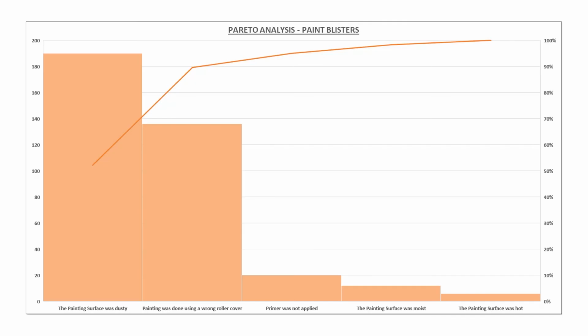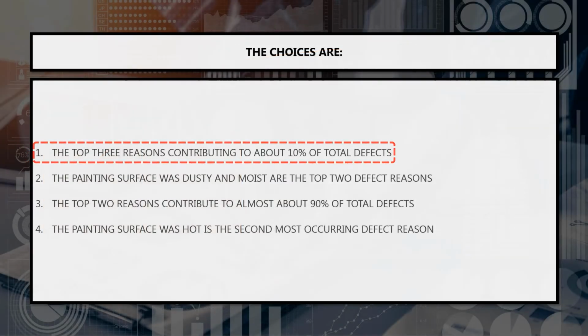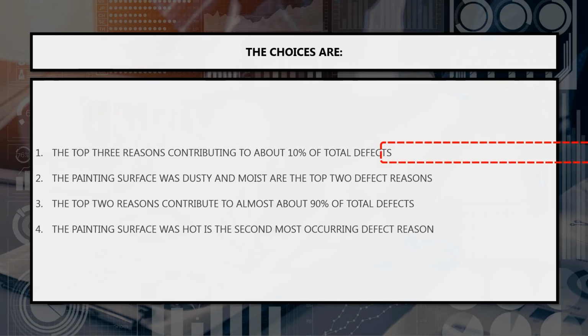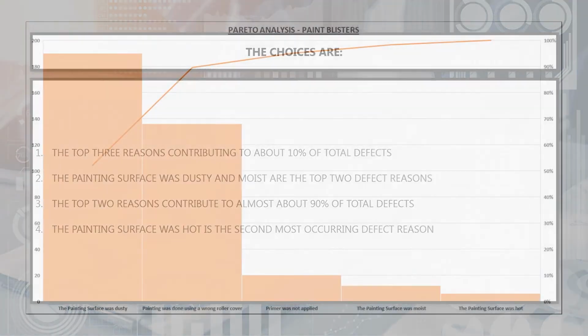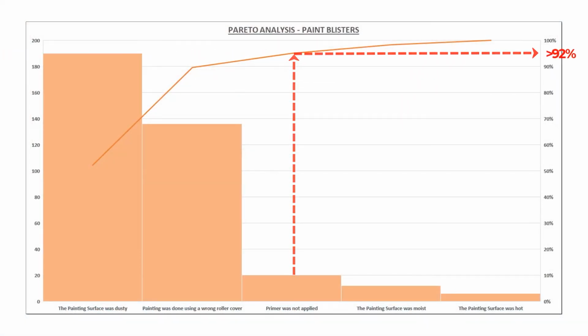Here we go. This is the Pareto chart. Let's look at all the given options and analyze the Pareto chart to confirm which one of them is correct. The first option is the top 3 reasons contribute to about 10% of total defects. This is an incorrect option because the top 3 reasons are not contributing to only 10% of total defects, they are contributing above 92% of total defects.